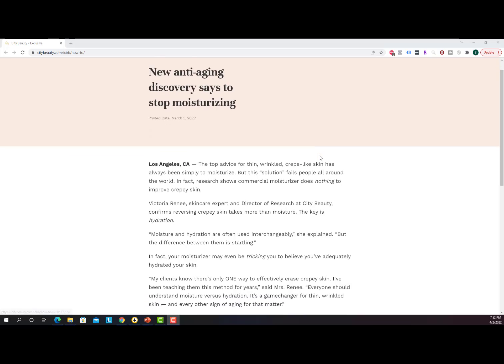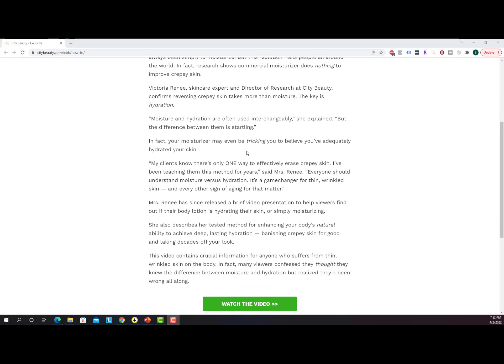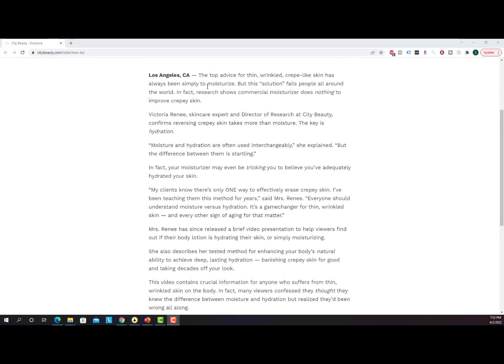So, it's a very short article. Again, it's in the article format. You can't tell that something is going to be sold here. And the only purpose of this page is to get the viewer to click to the next page, right? So it's very short and to the point. It talks about a simple solution that fails people all around the world.